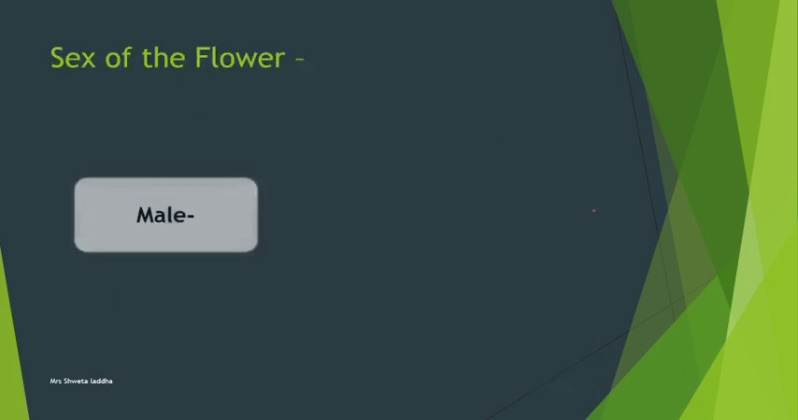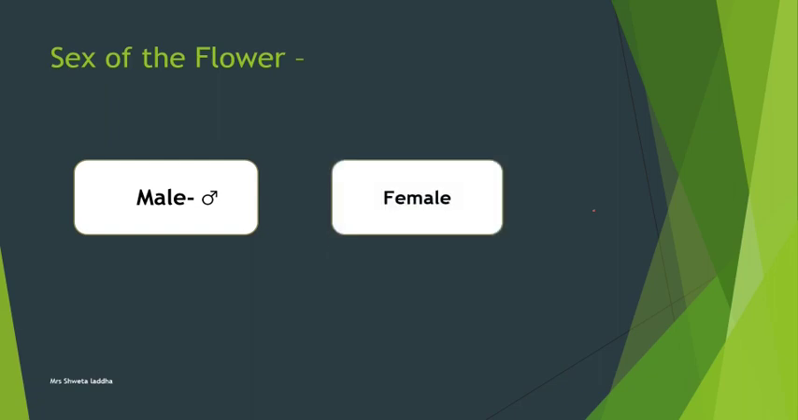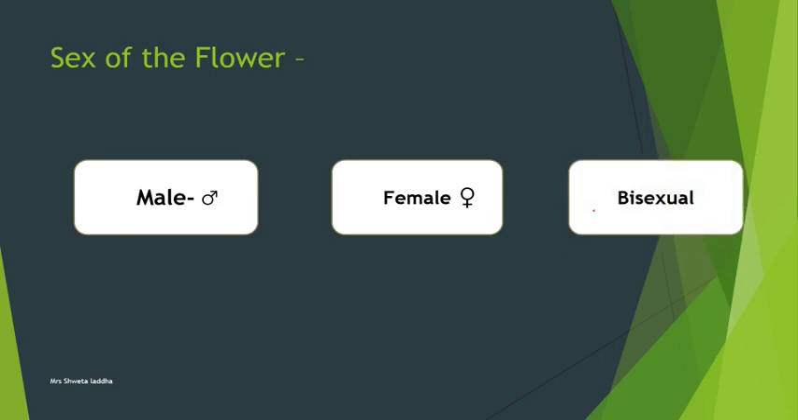Now regarding the sex of the flower, if it is a male flower, we use a circle and an arrow above it. Such a flower will be called a staminate flower. If the flower is a female flower, we use this symbol, a circle and a plus below. Such a flower is called a pistillate flower. But if the flower is bisexual, having both the sex organs, that is androecium and gynoecium together, we show a double symbol, that is a circle, an arrow and a plus.